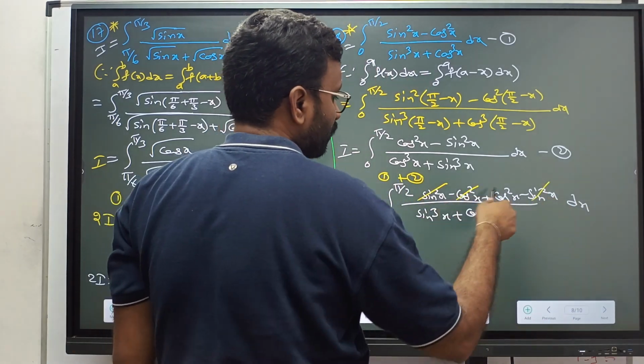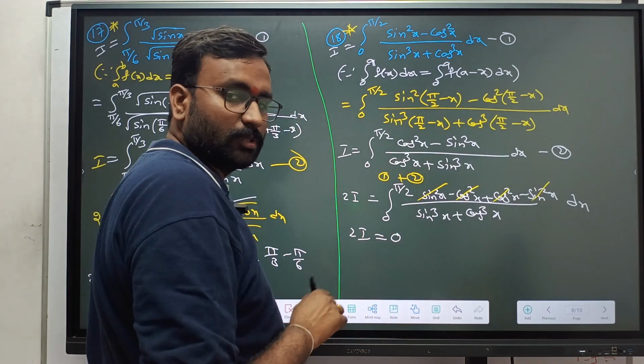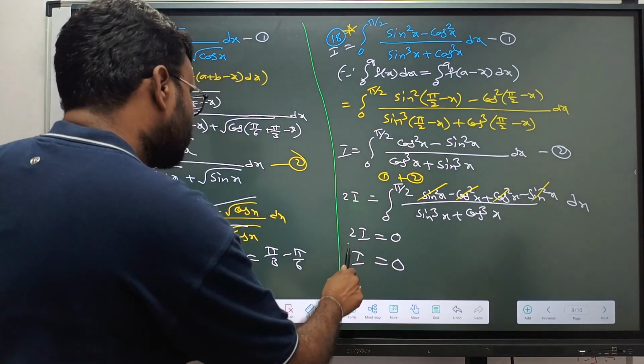Negative, positive, negative, positive. What is left? 0. All will get cancelled. So what is the I value? 0. Understand?